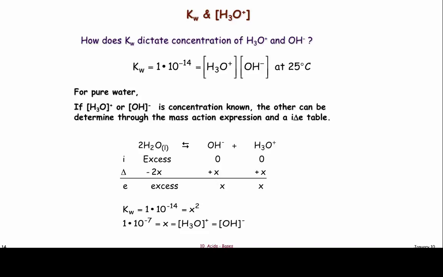And if we take this number, 1 times 10 to the minus 7, and we take the negative log of that number, we get the value of 7. And that negative log number is called the pH, as you see right here.